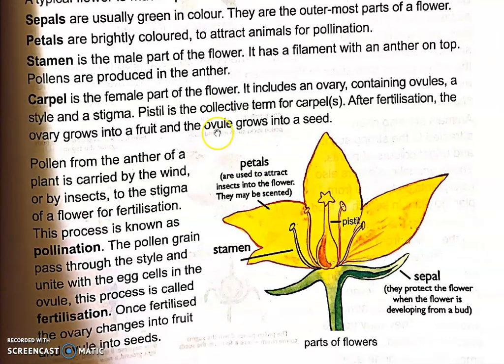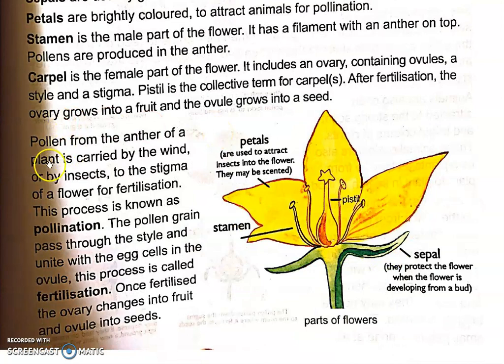Now pollen from the anther of a plant. Now before I come to this, let me show you all the parts first in a diagram. So these are the petals. This is very commonly understood by all my explorers, so I'm sure you know what a petal is. It is used to attract insects into the flower. They might be scented like rose petals. They are very fragrant. Mogra petals, jasmine petals, they are very fragrant.